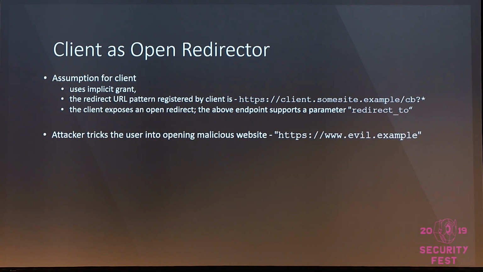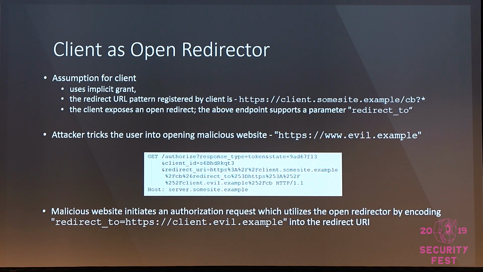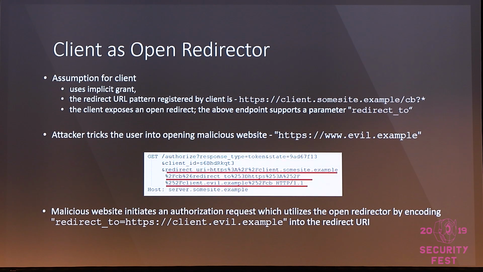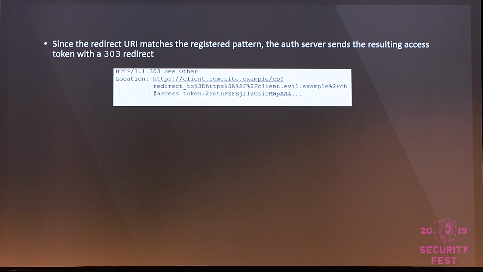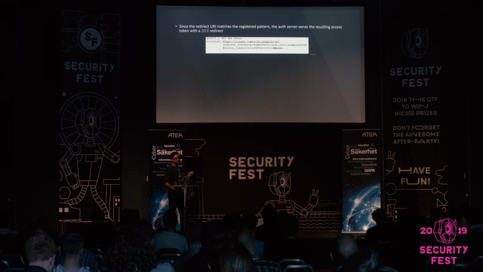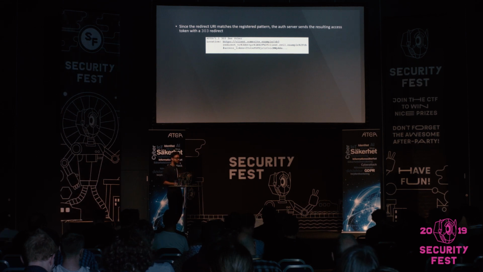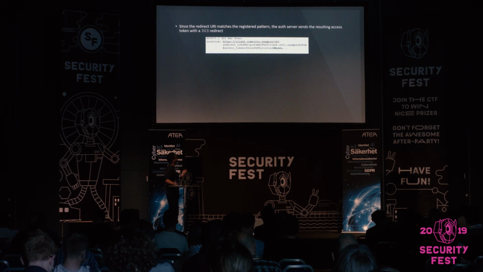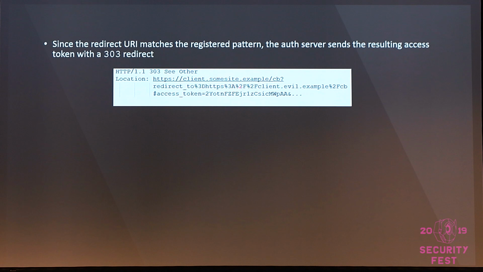So all that the attacker needs to do is trick the victim into opening this malicious website, evil.example. And from evil.example, the attacker can initiate an authorization request with the redirect URI specified as client.somesite.example, which is exactly matching this, /cb with a redirect to client.evil.example/cb. So since the client is exposing this open redirector, what will happen is that once this request reaches the auth server, the pattern matches because there was a wildcard at the end. We've just added a redirect2 parameter at the end, so it matches. And the auth server is going to redirect you back to the client with an access token, which is here, present as a URI fragment.